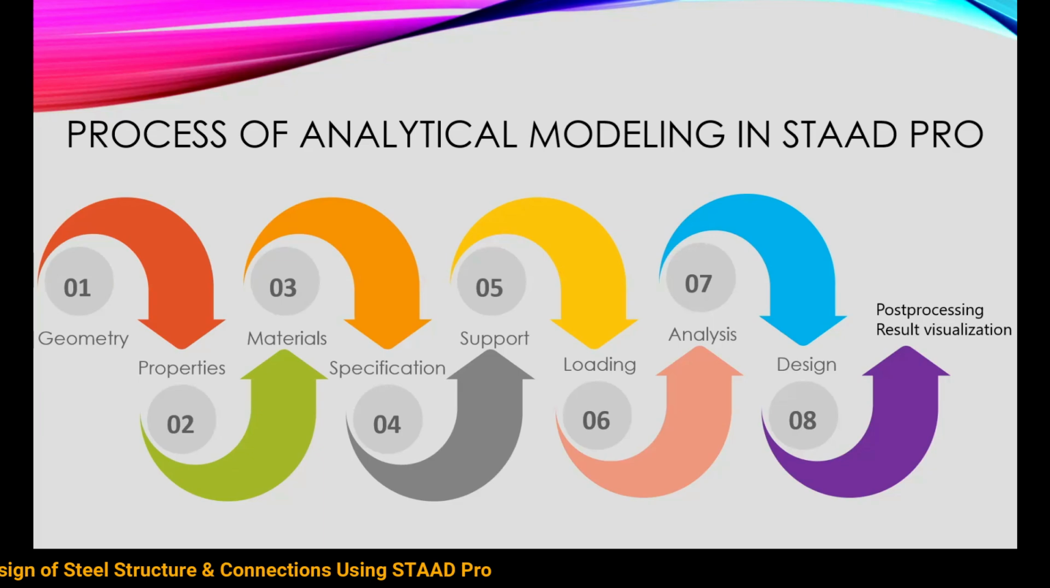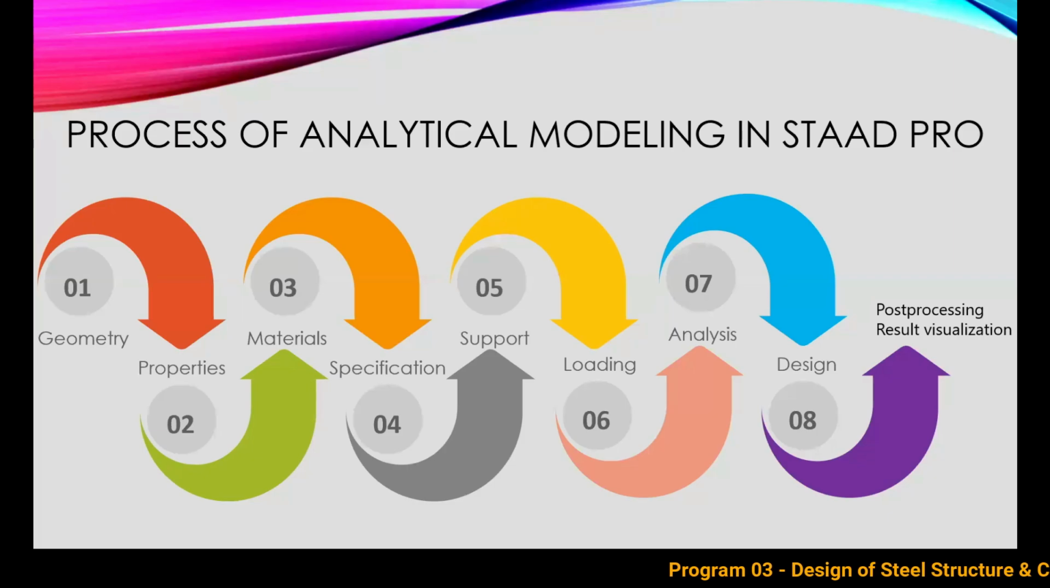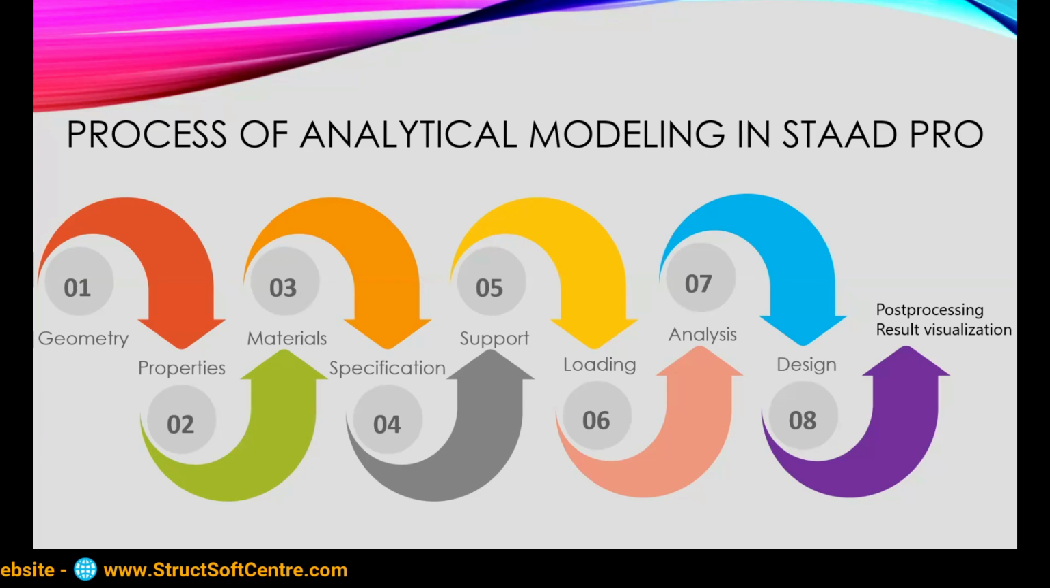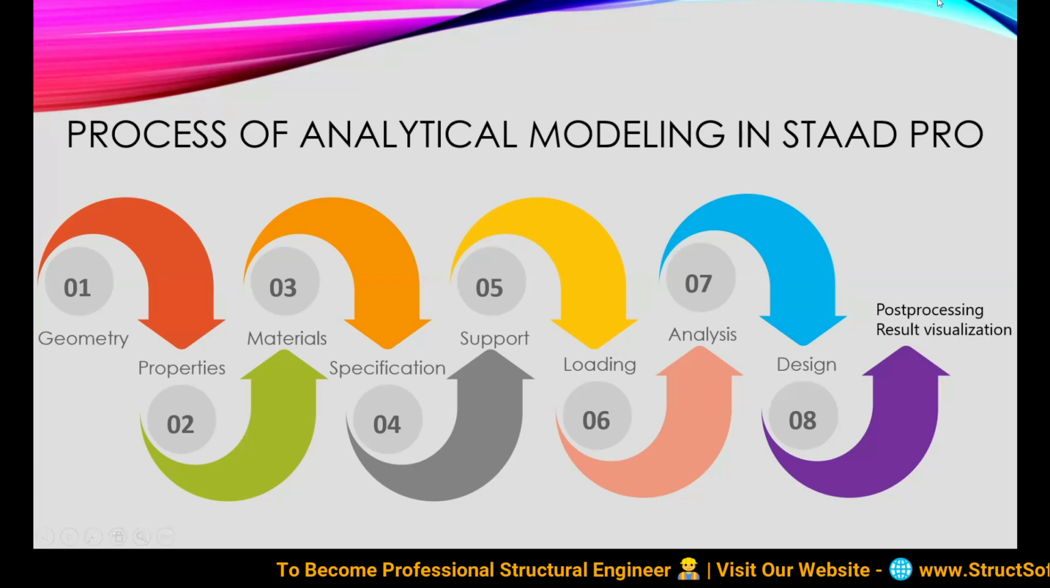So any kind of structure in STAAD Pro will follow all these 8 steps. First, geometry will be prepared. We will assign properties to the geometry. We will assign material to the geometry. For any particular beam, if there are any specifications, we will give them. We will assign the supports. We will apply the loading. After this is done, we will analyze this and then design these things. And next is the post processing, that's called result visualization. Okay, so these were the steps.